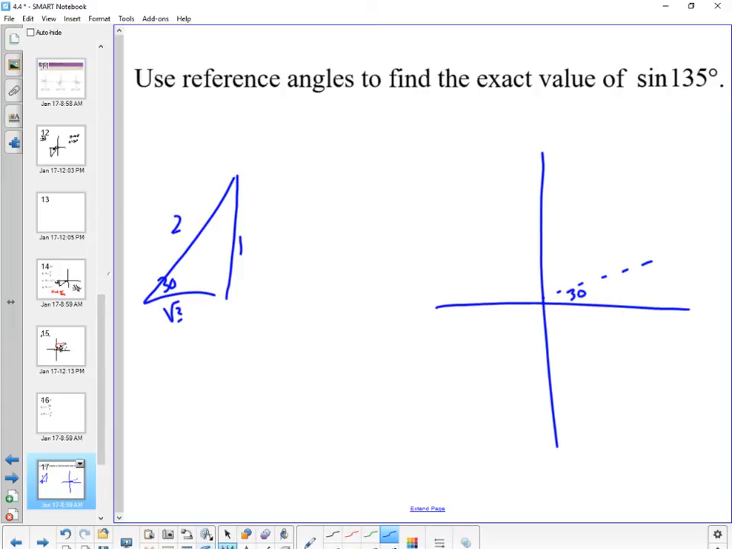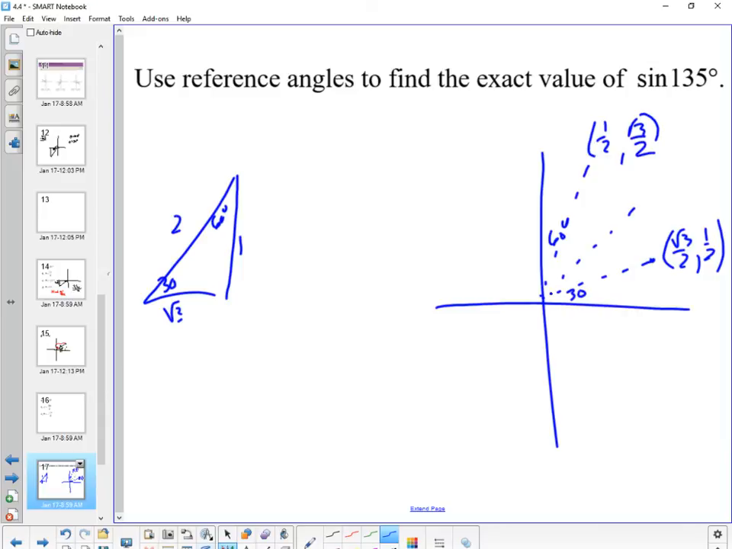I know that x is cosine. So here the coordinate would be radical 3 over 2. And the sine is opposite over hypotenuse, which would be 1/2. See how I did that? And then I could also find the 60 the same way. Here's my 60. Cosine would be 1/2. And then my y value is sine, which would be opposite over hypotenuse, radical 3 over 2.